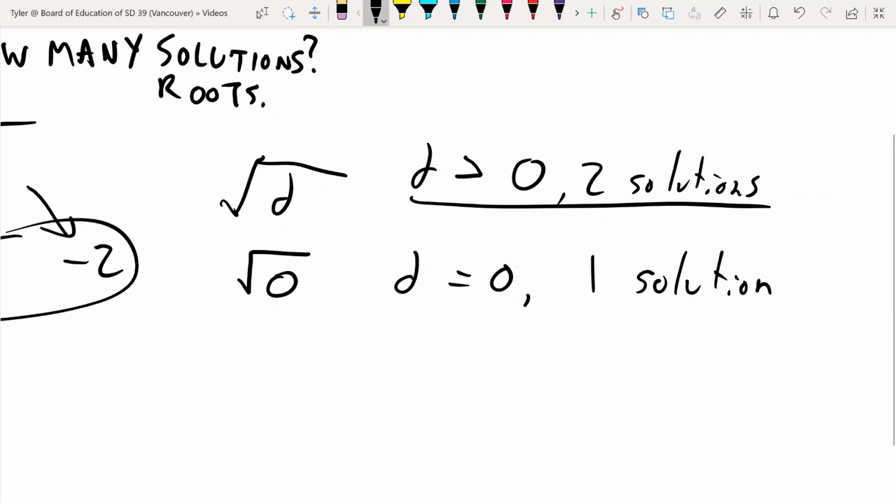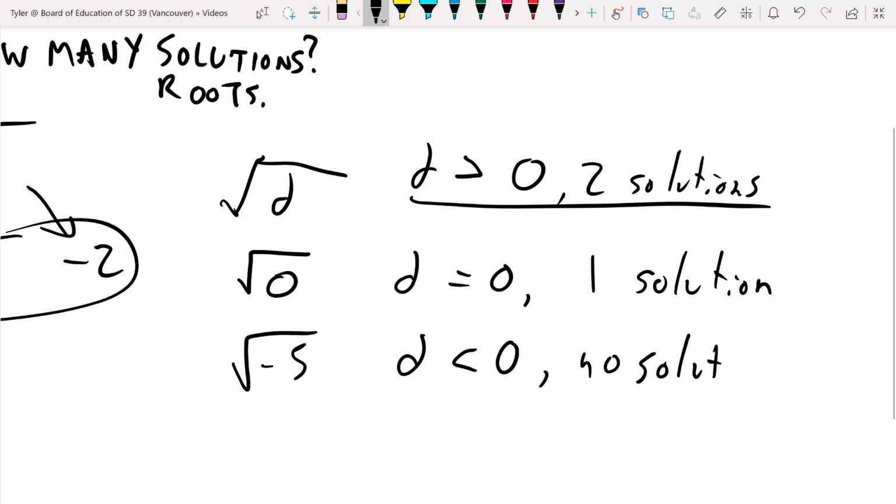The third option is when we square root something that is less than 0, a negative number, like negative 5. We can't actually square root negative 5, so that gives us no solutions. These are the 3 possible situations. So based on what your question is, you can quickly find out how many solutions there should be.